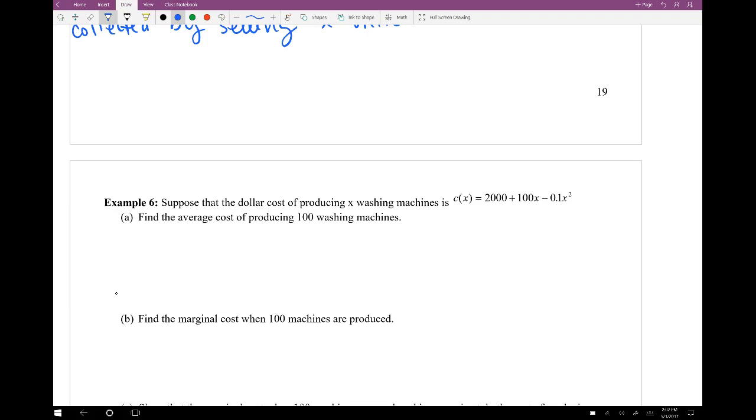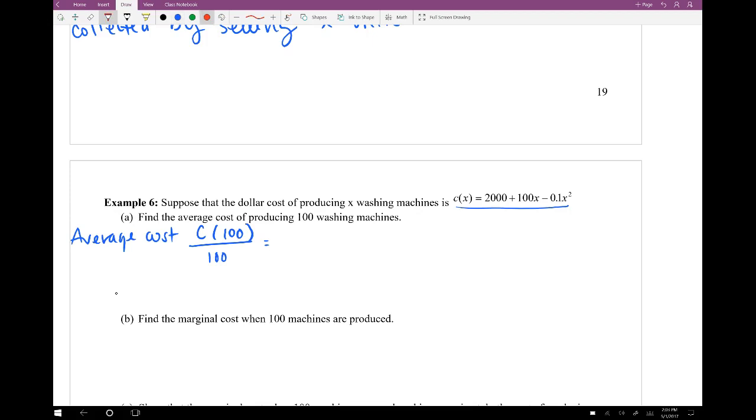Suppose that the dollar cost of producing x washing machines is given to us. So here's the cost function, okay? A, find the average cost of producing 100 washing machines. So what that means is I'm just going to find the cost of how much to produce 100 washing machines divided by 100 to get the average cost. So average cost is going to be the cost of producing 100 machines divided by 100. So let's find the cost of producing 100 machines first, okay?